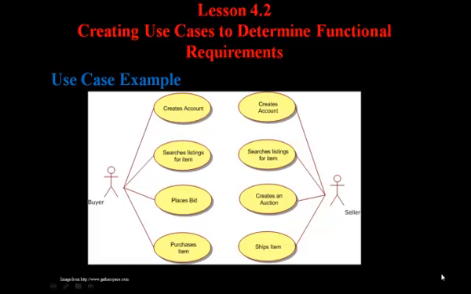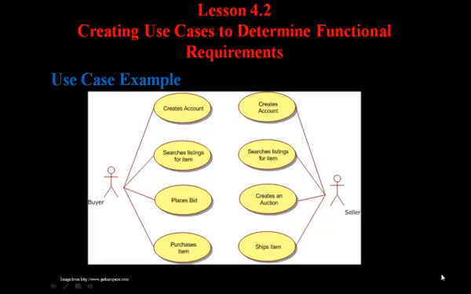In this example, we have a buyer on the left and a seller on the right. And if you took a moment to take a look at this without me explaining it, based on the diagram, you would probably be able to understand that this has to deal with an online auction site. So we have the buyer, the external factor that is interacting with the system. They're going to create an account. They will search listings for an item. They'll place a bid, and then hopefully they'll win that auction and purchase the item.